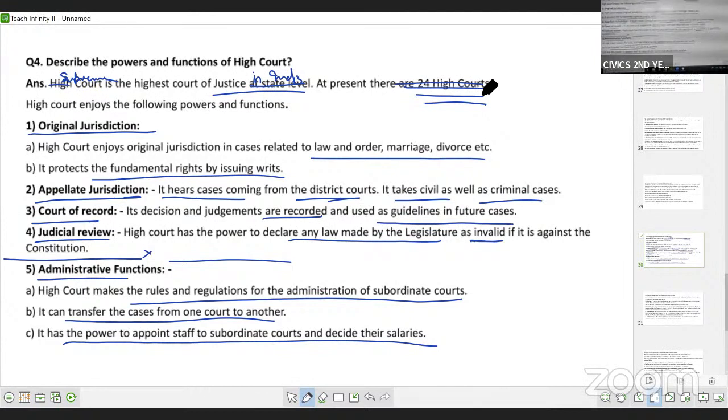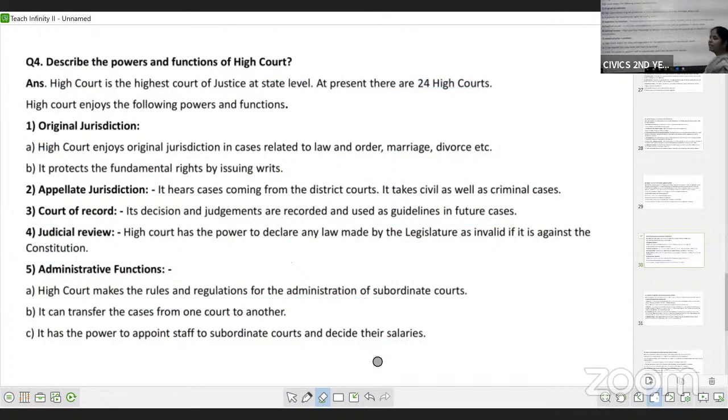Next is under original jurisdiction. The Supreme Court enjoys original jurisdiction in cases related to conflicts between the central government and state governments, the central government and some states on one side and other states on the other side, or conflicts between the state governments. Then it protects the rights of the people by issuing writs. So this point, you change this point. Okay, just learn that point.